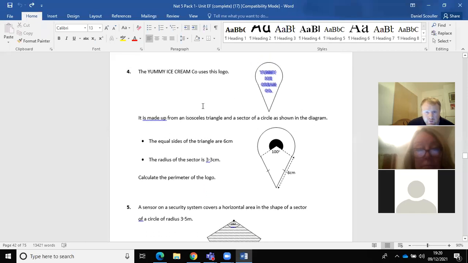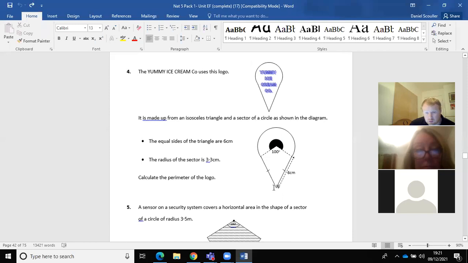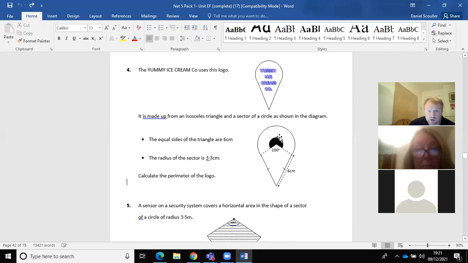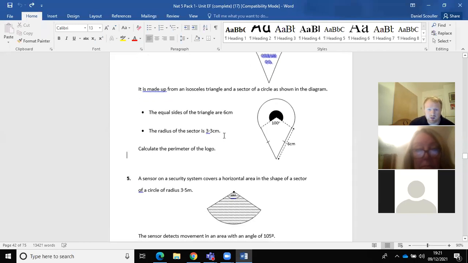Question 4, calculate the perimeter of the logo. Okay, so you should be able to do this. This is one of those ones that's quite tricky. You're calculating the perimeter of the logo, so the outside edge all the way around it. Have a wee think about that one. Question 4 is probably something I would expect, that sort of format, that sort of difficulty.